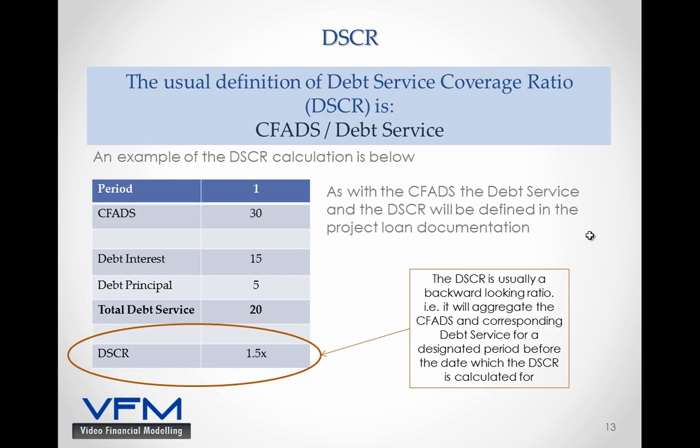What usually happens with a debt service coverage ratio is that it's a look back, or backward looking, ratio. So it will aggregate CFADS and the corresponding debt service for a designated period before the date for which the debt service coverage ratio is calculated. We will look at how to calculate that backward looking ratio in the complex financial modeling case study.